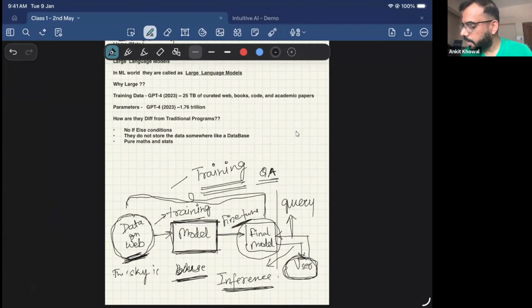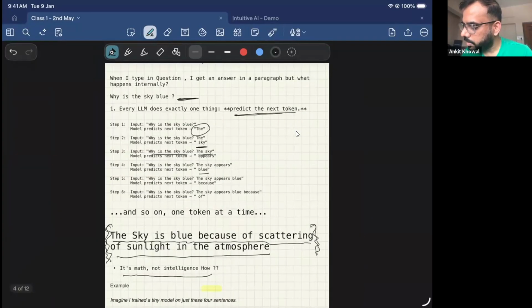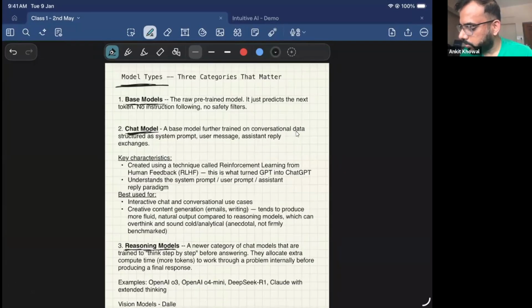So we take the base model and pass some Q&A scripts, multiple docs which have this format: a question and then an answer, a question and then an answer. Now it learns that it has to respond in this particular format. So that becomes a chat model. So that is what chat models are.